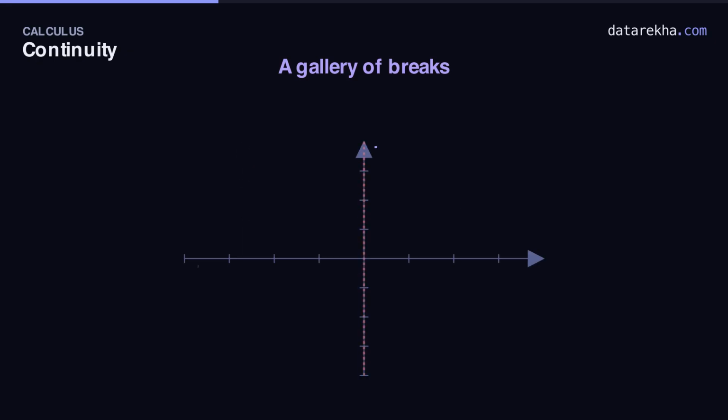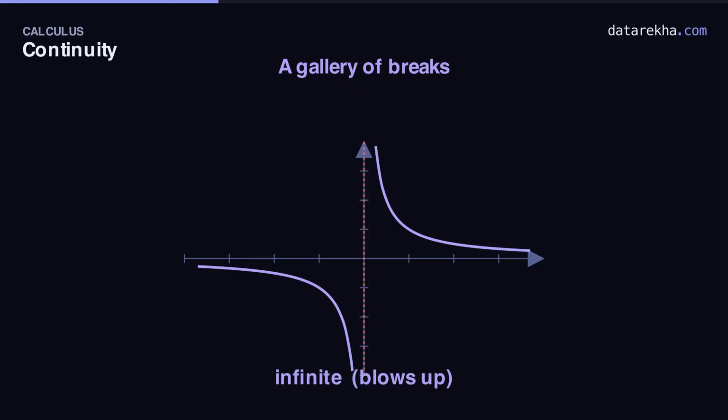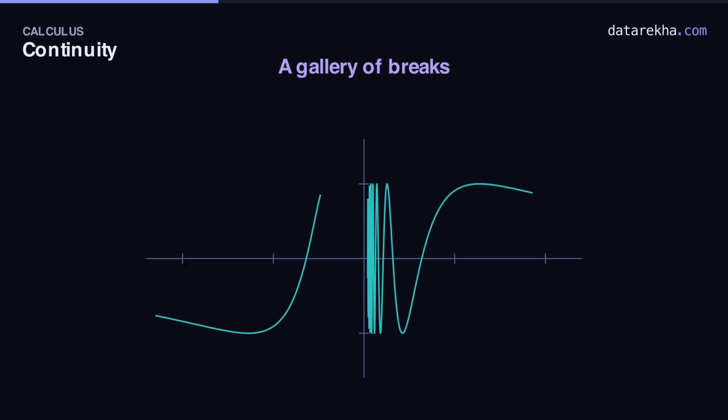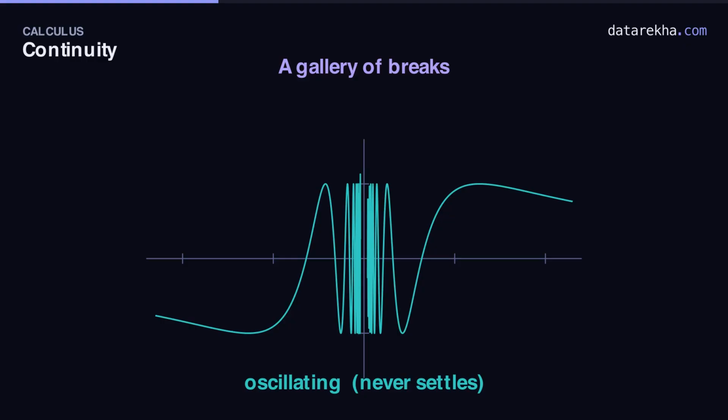Third, the infinite discontinuity. Near the break, the function doesn't settle at all. It blows up, racing off toward infinity along a vertical wall. 1 over x is the classic. Dive to minus infinity on the left, soar to plus infinity on the right. And the strangest of all, the oscillating break. Sine of 1 over x. As x creeps towards 0, 1 over x explodes. So the sine swings up and down faster and faster, infinitely often. It never settles on any value, so no limit exists.